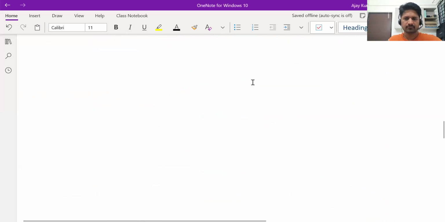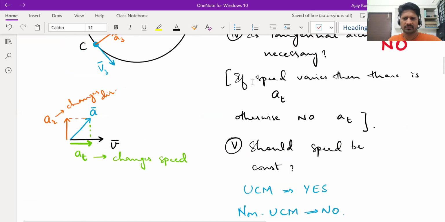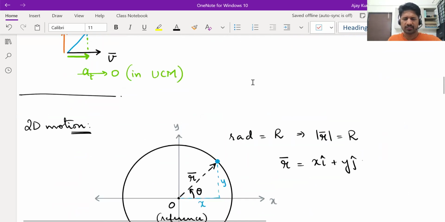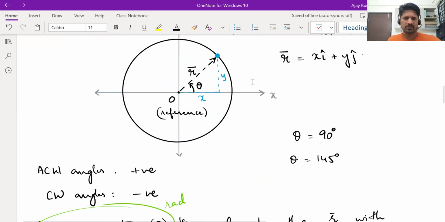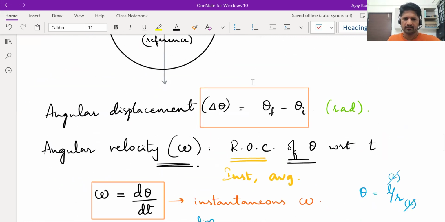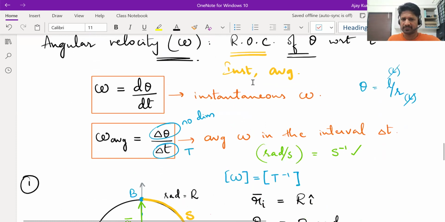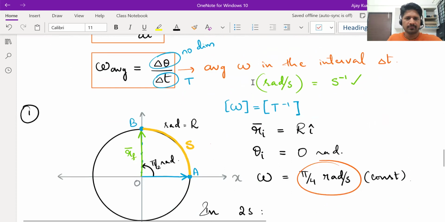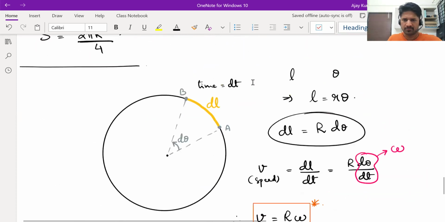So we defined a few quantities: angular position, angular displacement, then angular velocity, which is the rate of change of angular position. Omega is equal to d theta by dt. Units will be radians per second, but sometimes they just write it as per second, not an issue. Average angular velocity is delta theta by delta t. We solved one question based on that.